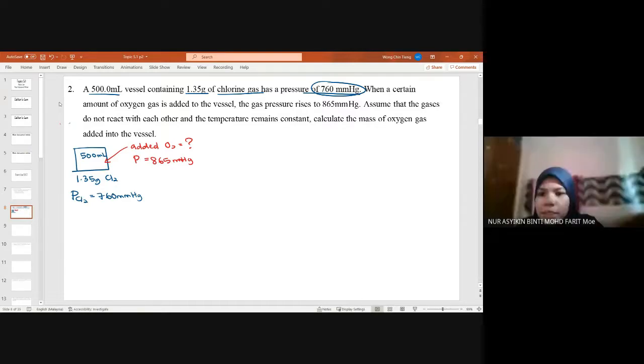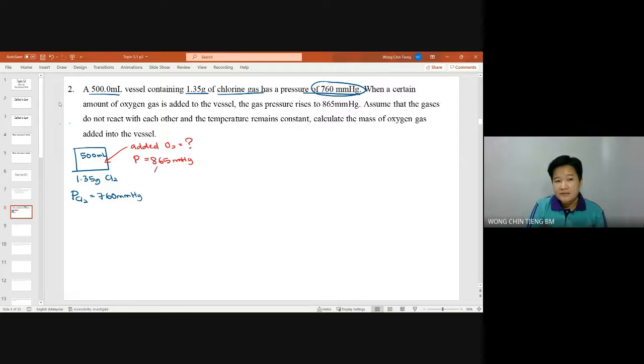Chlorine dengan oksigen. Yes. This one is the addition between your chlorine gas and your oxygen gas. So dengan kata lain, that is actually our P total, the total between chlorine and oxygen gas. Assume all the gases do not react with each other, as we all agree yesterday, they tak boleh ada reaction. The temperature remain constant. Calculate the mass of oxygen gas added into the vessel. So we are looking for the oxygen gas in gram. Yang ni yang kita nak cari.